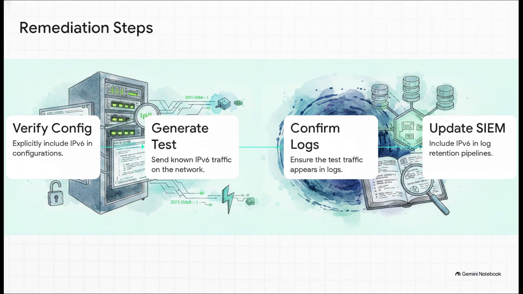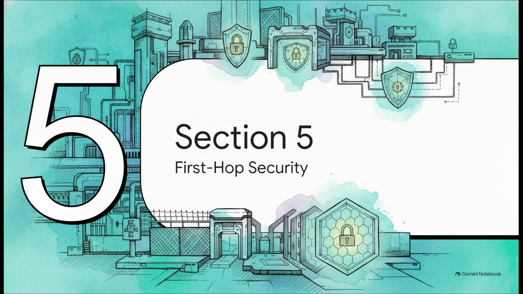Third, go into your systems and confirm with your own eyes that your specific test traffic actually shows up in those logs. And finally, update your log retention policies and make sure your SIEM pipelines are actually parsing those IPv6 fields correctly. If you don't test it, you don't have it. Once you actually have visibility, it's time for structural enforcement.